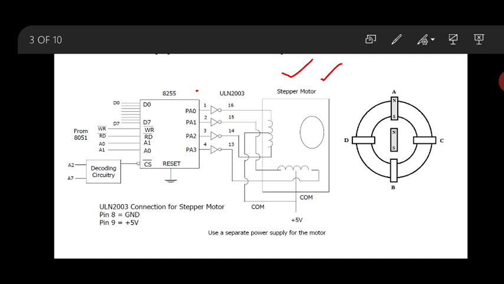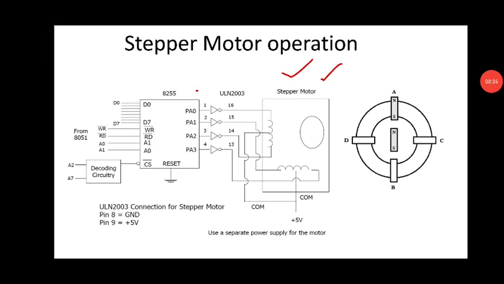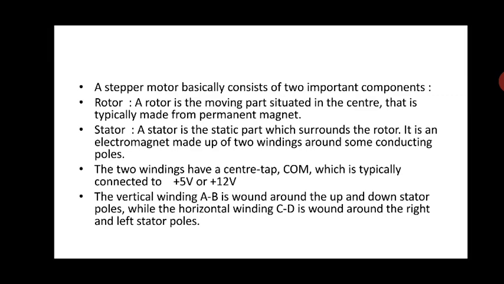Now before we move into this section, let us move to the detailed operation of the stepper motor, how it works. Look at this. As I have shown with a circle, the stepper motor consists of 2 important components. We call them the rotor and the stator.